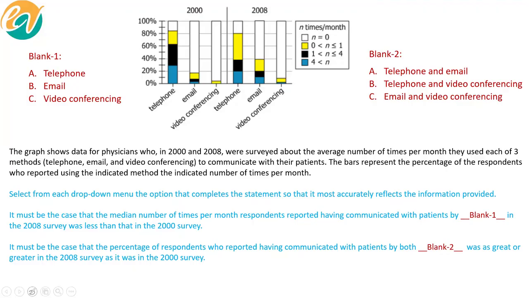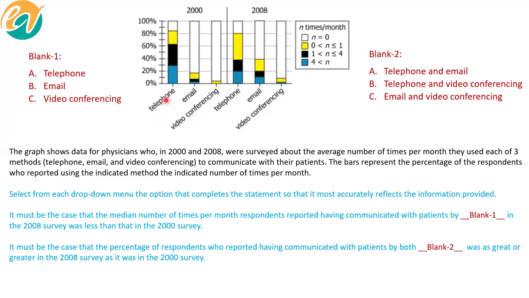So let's understand this graph first. For example, in the year 2000, a total of around 85% of physicians communicated using telephone, right? Only 18% used email, 1% used video conferencing, and so on.